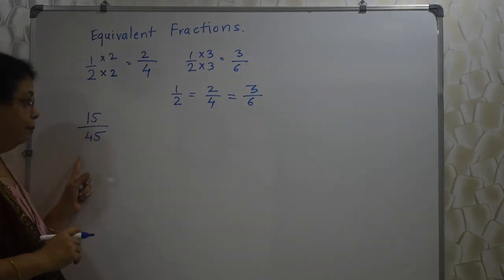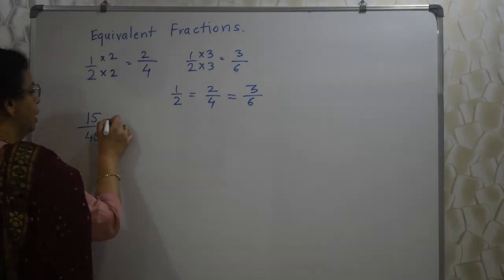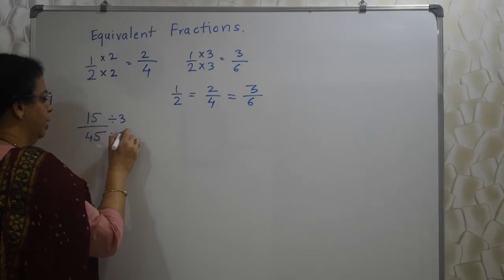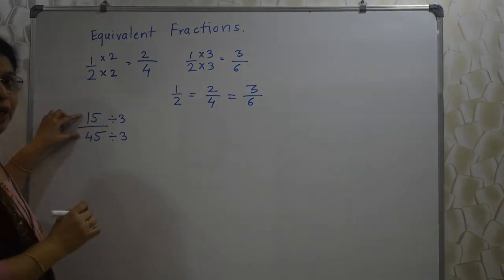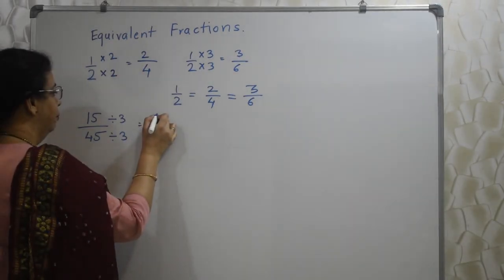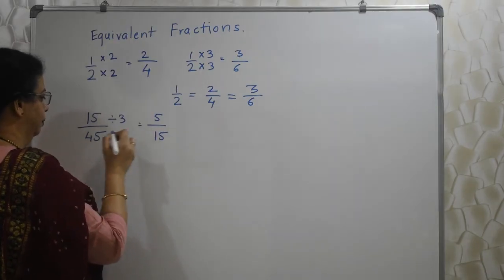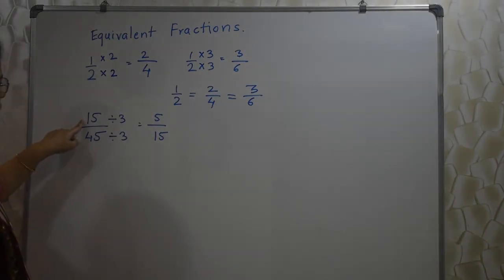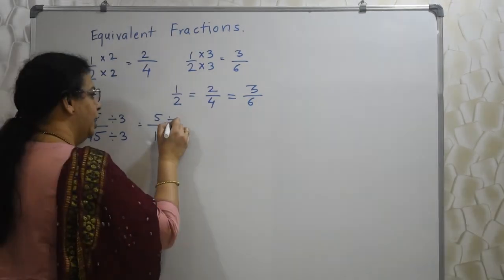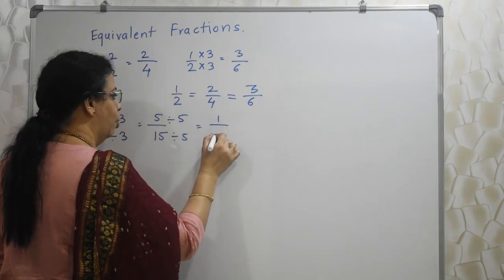Now one more example we will take. Now since these numbers are big, suppose I try to divide both of them by 3, because both these numbers are completely divisible by 3. So what am I getting? 5 upon 15, right? If I divide 15 by 3, I am getting 5. 45 by 3, I am getting 15. Suppose I further divide it by 5. What will I get? 1 upon 3.